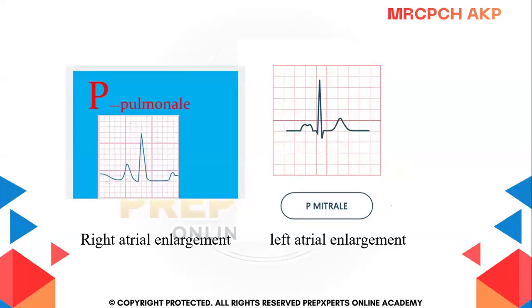So let's look at the P wave. Now look here, one small box, two small boxes, three small boxes, and it is slightly protruding into the fourth box. So basically it's a tall P wave, which we also call P pulmonale. And what does it show? It shows us right atrial enlargement.